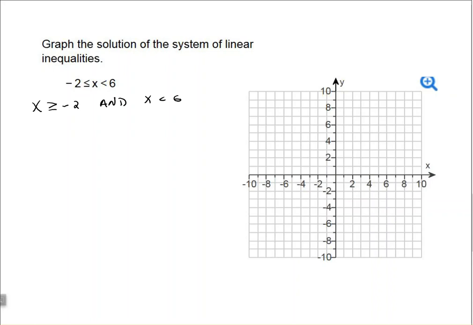All right, so again, we want to find the intersection of the two solution sets, and that's where our solution lies for the system. So here on the first one, we have x is greater than or equal to -2. We don't have a y variable, so we know that it is a vertical line crossing the x-axis at -2.